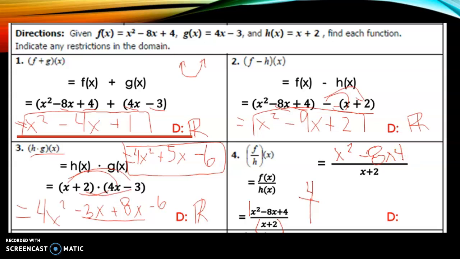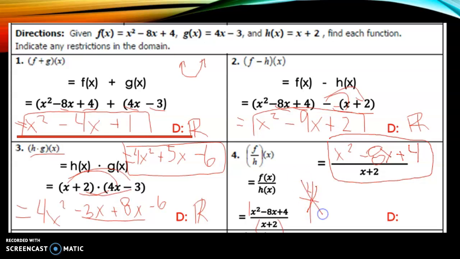Oops, I forgot my plus. Let's fix that. x squared minus 8x plus 4, all over x plus 2. It does not simplify anymore. If you can factor it, try. This one did not.